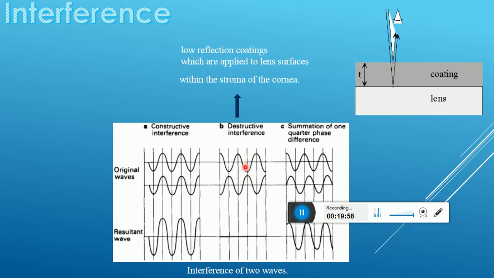Interference phenomena are also utilized in optical instruments. One example is low reflective coating, which is applied to lens surfaces. The coating consists of a thin layer of transparent material of appropriate thickness. Light reflected from the superficial surface of the layer and light reflected from the deep surface of the layer eliminate each other by destructive interference.